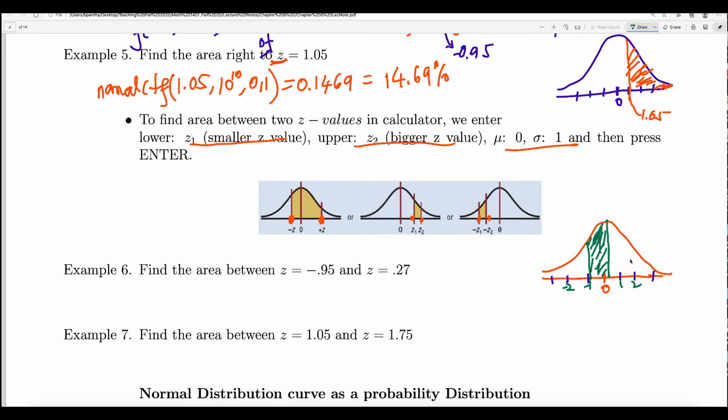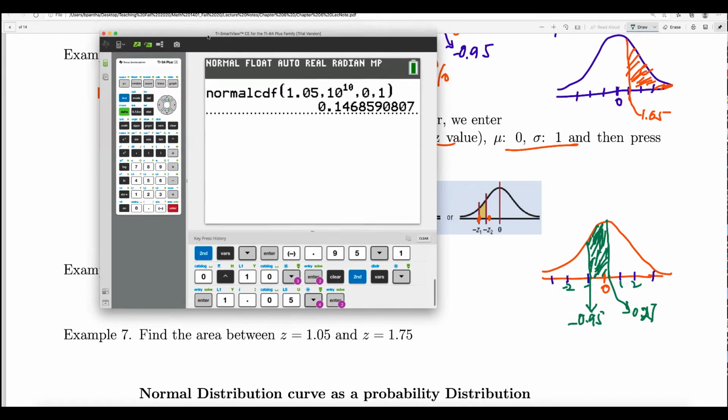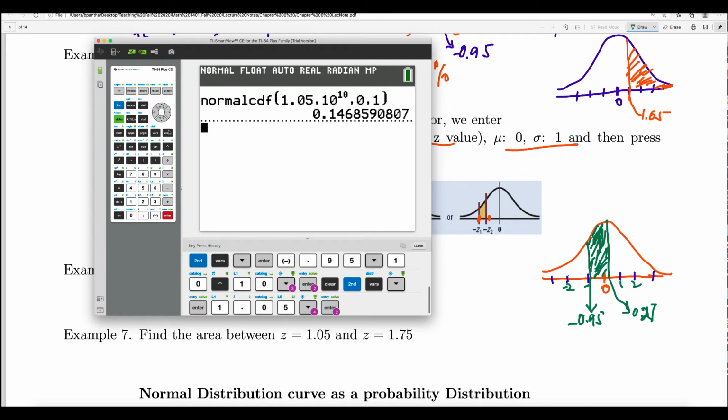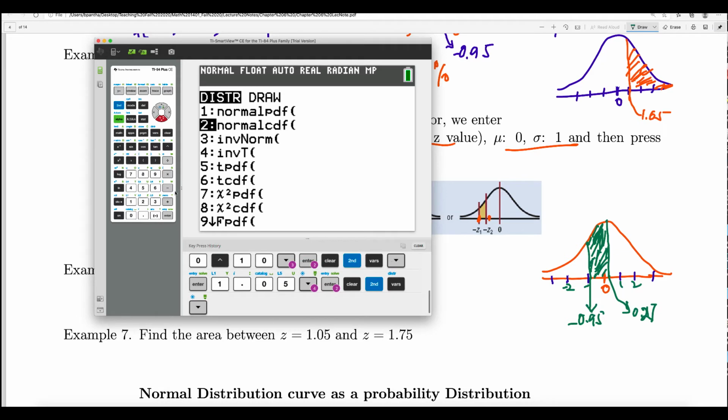And you are asked to find this middle area under the curve. So how do I do that? You plug in negative 0.95 and 0.27, right? Now you are asked to find the area between, that means this shaded region. So you go to the calculator again. Let me clear what I have. Second, vars, go to normal CDF and hit enter.